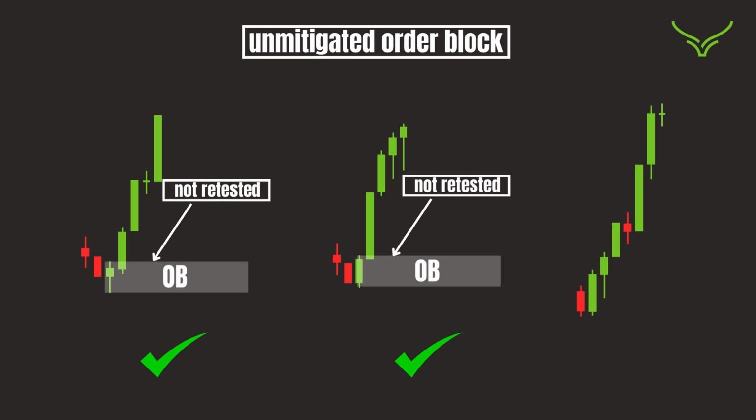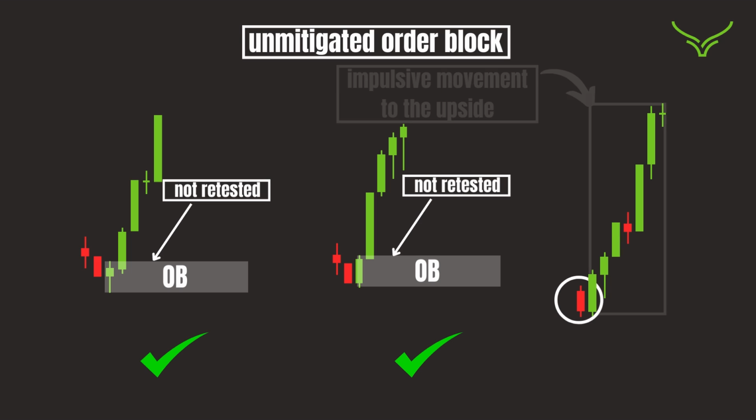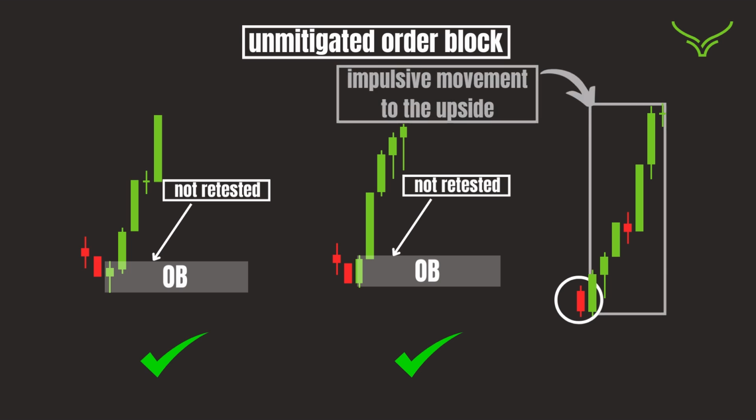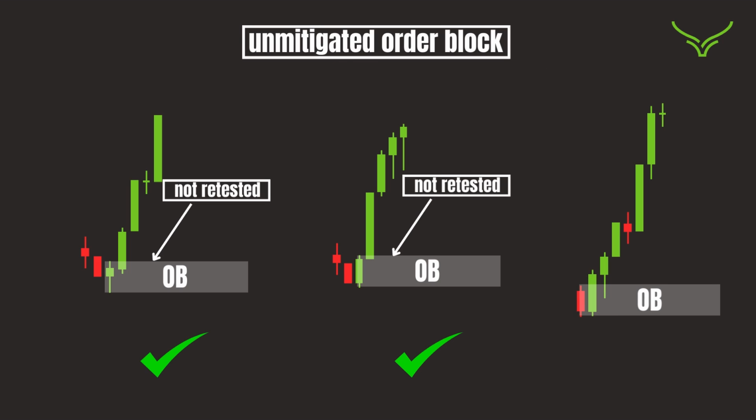Now looking at this third price chart example, it is evident that this is the last candle before this sudden gust of upward movement. So, this candle is our order block. However, upon close inspection it is evident that our identified order block was retested by a wick from this subsequent candle, rendering this order block mitigated and invalid.